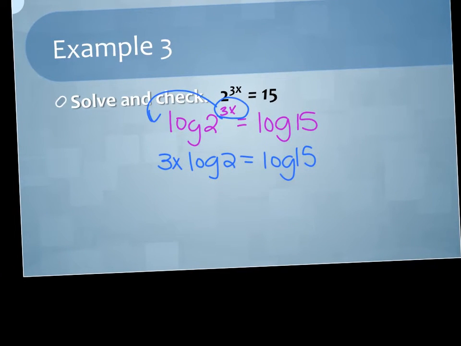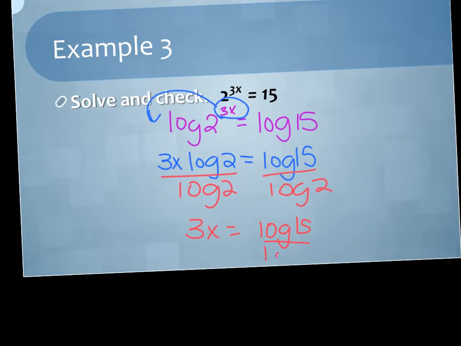Okay, I can either divide first by log of 2, and then I end up with 3x equals log of 15 divided by log of 2, and I can keep it that way. And then if I wanted to get that x by itself, I'm going to do what? Divide by 3. So I can do that. I can round the log of 15 divided by the log of 2 and take that divided by 3.